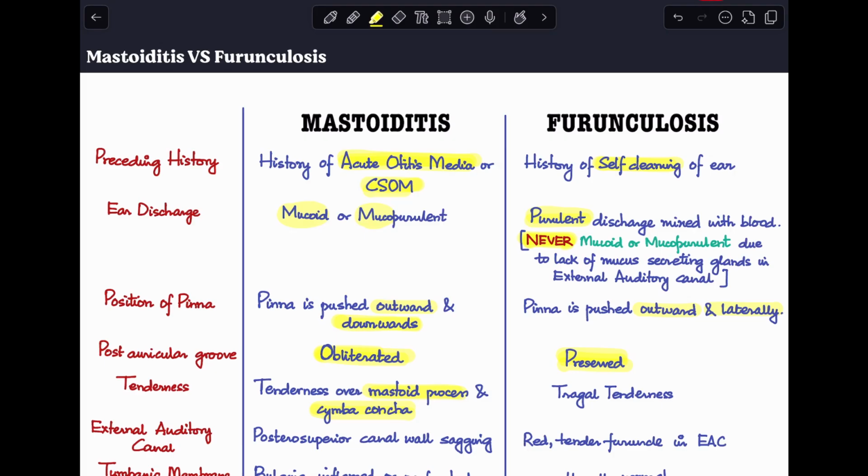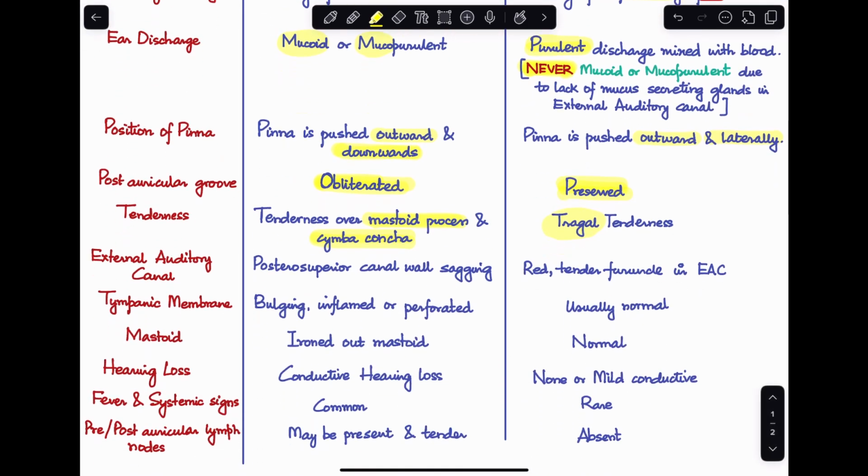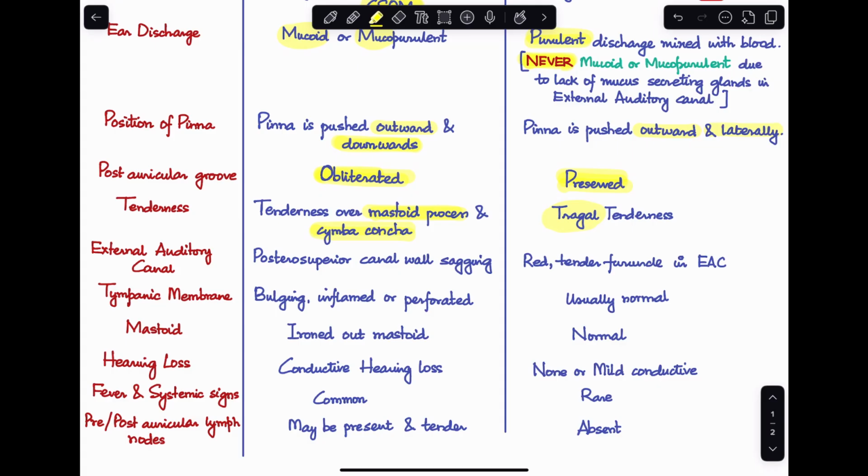Whereas in furunculosis, there is a typical clinical examination sign, that is tragal tenderness or tragal sign positive. On pressing the tragus, the patient will wince in pain, and that is known as tragal tenderness. Next, moving on to the external auditory canal. In mastoiditis, we see a posterior superior canal wall sagging, whereas in furunculosis, we see a red and tender furuncle in the external auditory canal.